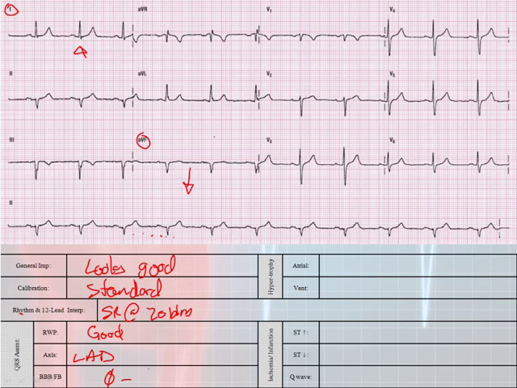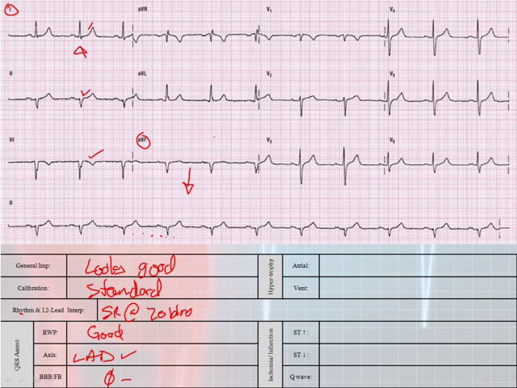How about a fascicular block? Well, let's look at any kind of supporting criteria. Are we pointed up in lead 1? Yes, we are. Lead 2? Yes. Lead 3? Yes. Do I have a left axis deviation? I have a left axis deviation.